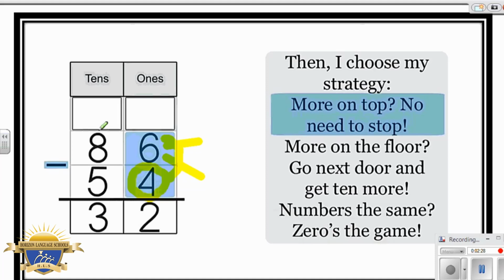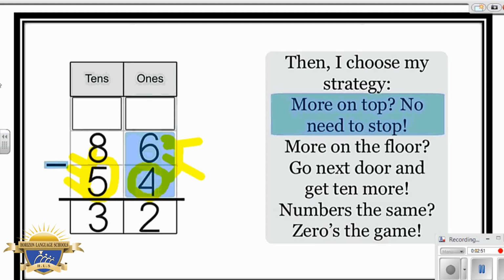Okay, then we will subtract the tens place. 8 minus 5. When we subtract, circle the small number and then count after 5 till we reach 8. After 5, 6, 7, 8. So 8 minus 5 equal 3.